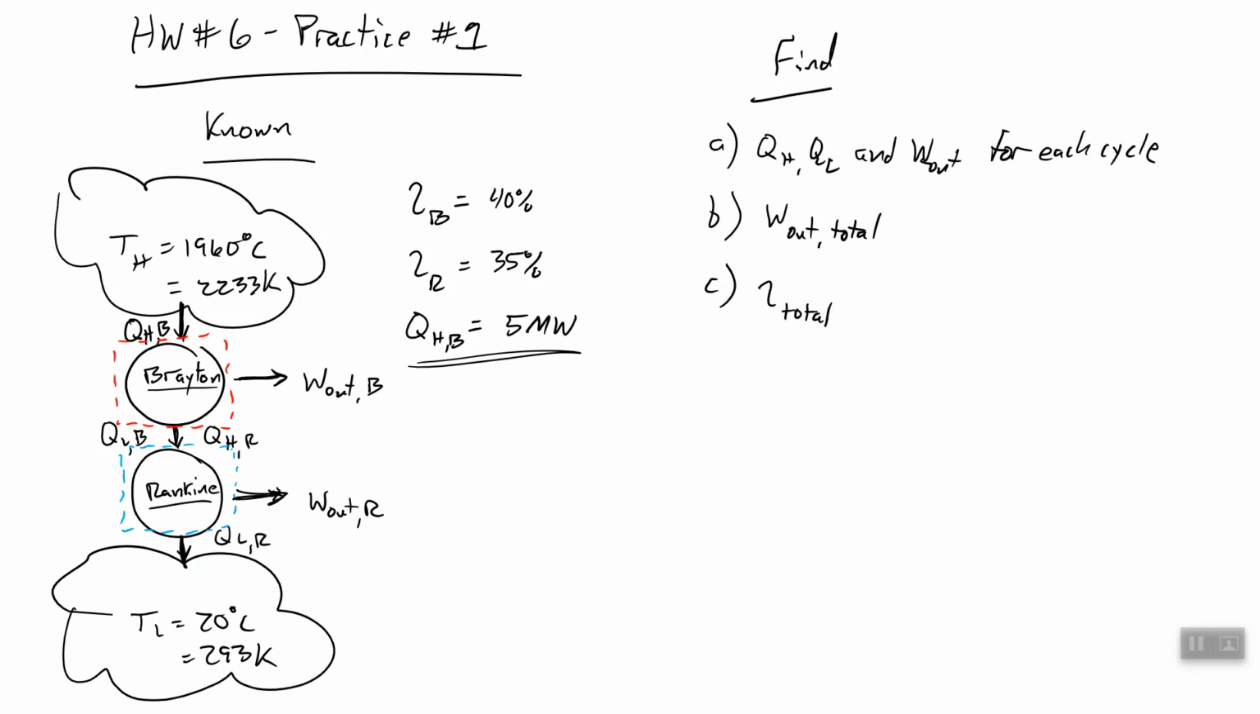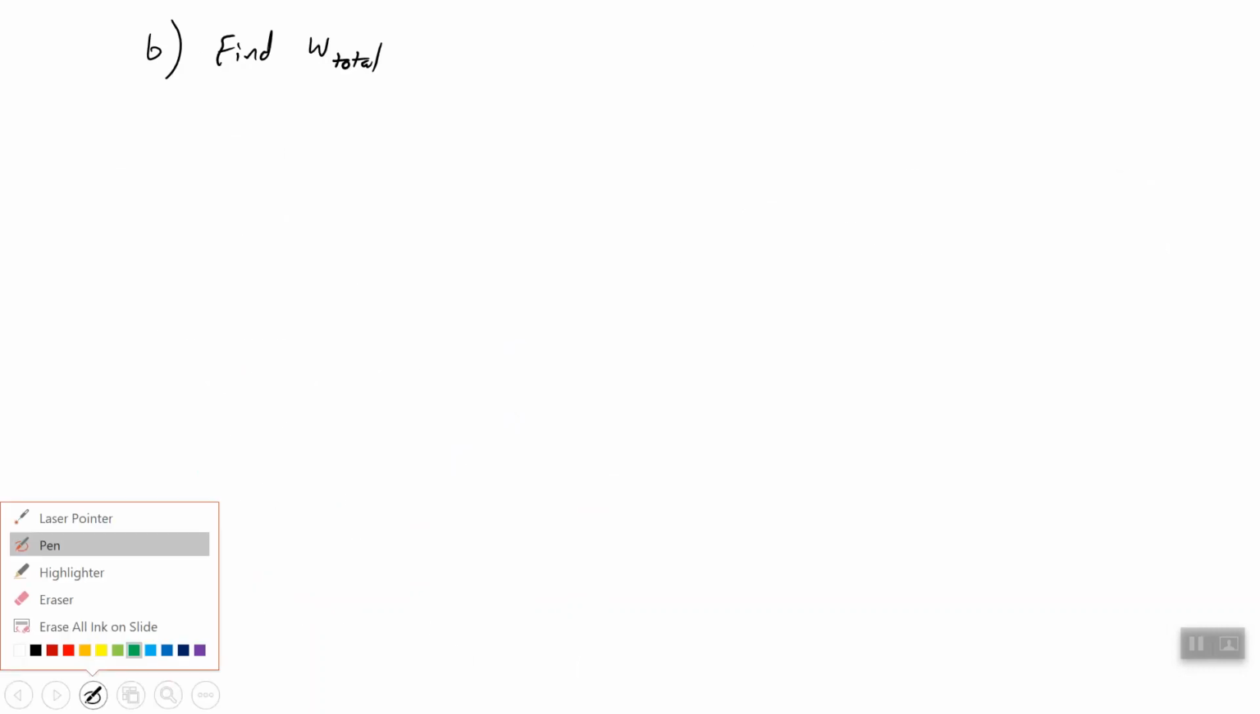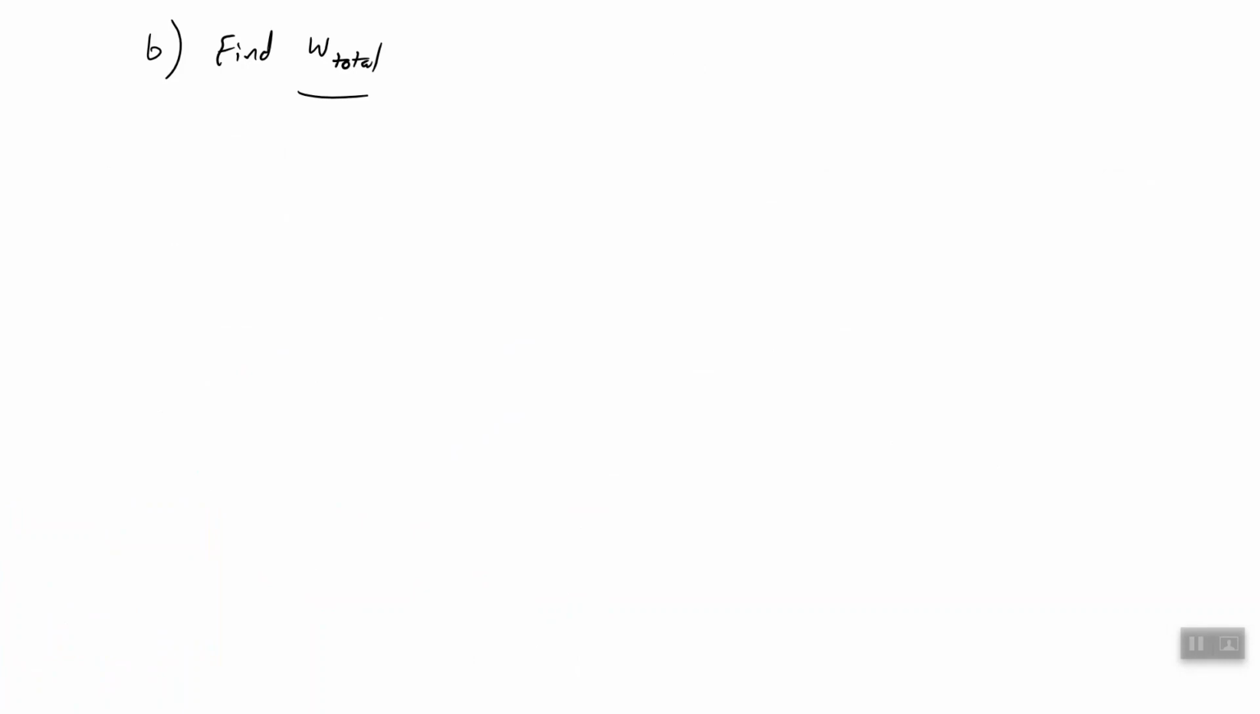Now we're asked for part B to find the total work out. To do this, we're going to draw another control volume. We're going to draw a green one, and we're going to draw it around both cycles. Both cycles would be our entire power plant. So what is the total work out of our entire power plant? Well, as we see from our control volume, that would just be the work out from the Rankine cycle plus the work out from the Brayton cycle. So let's add both of those up.